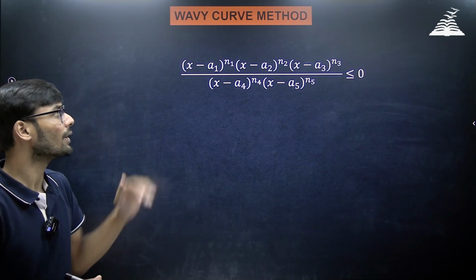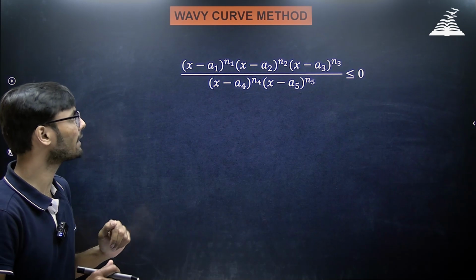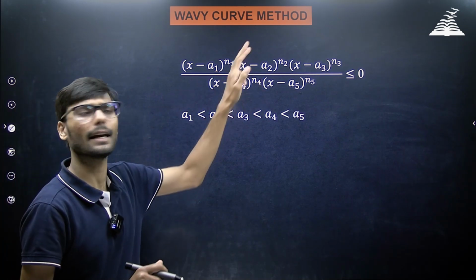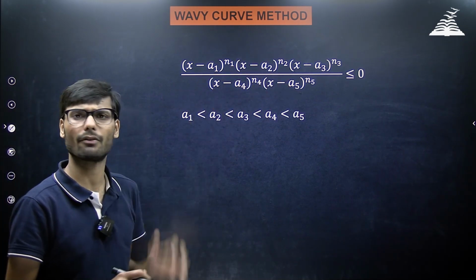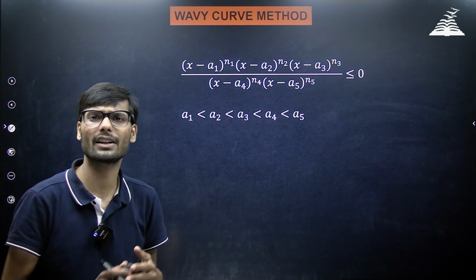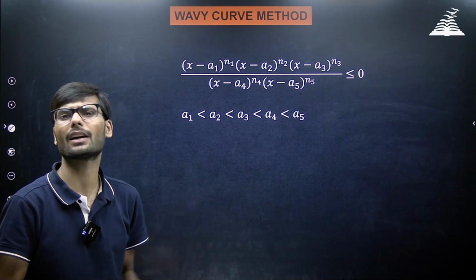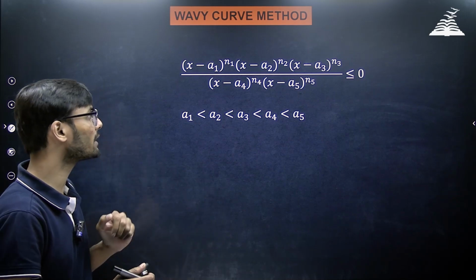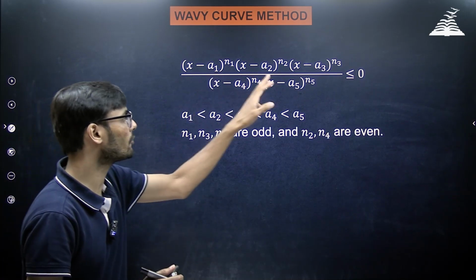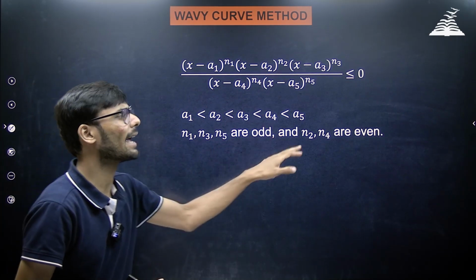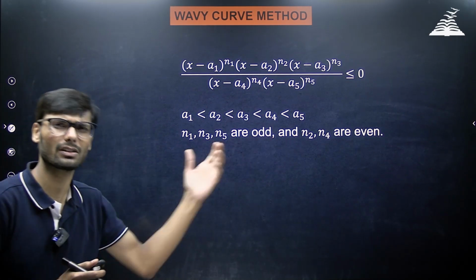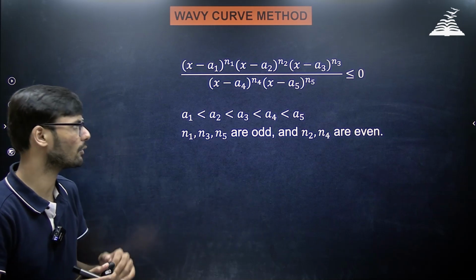Now here one more thing is given, that is a1 is smallest, then a2, then a3, then a4, then a5, right? There has to be an order in these numbers, then only you can plot these on the number line. We need to begin with an assumption. And one more thing that we know is n1, n3 and n5 are odd numbers and n2 and n4 are even numbers. What's the use of these? We will be looking at those now.